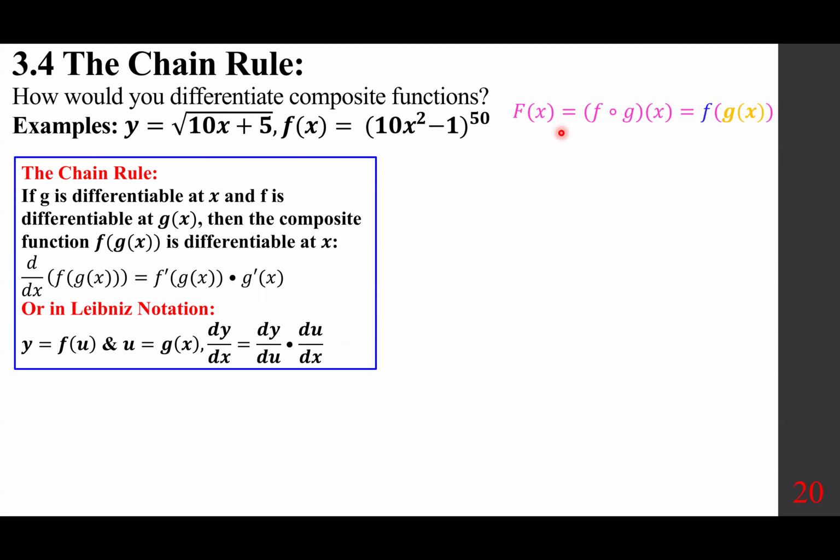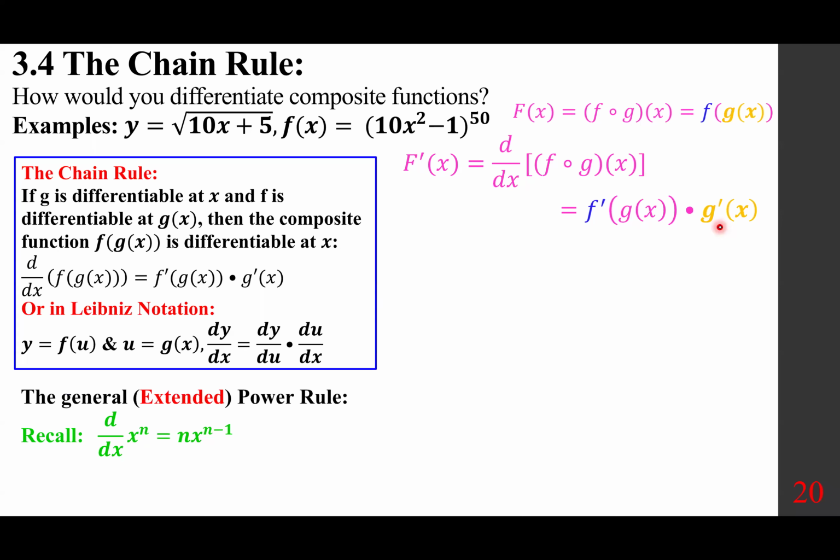So if capital F of x is f of g of x, then capital F prime, the derivative of that, would be f prime of g of x times g prime of x. Bear in mind, f is the shell function, the outer function, g is the inner function, times g prime.